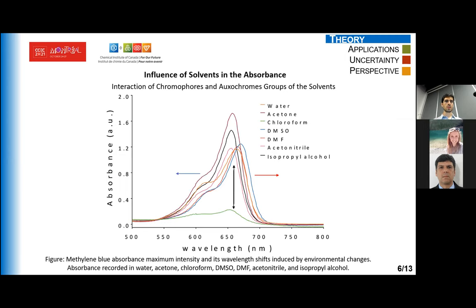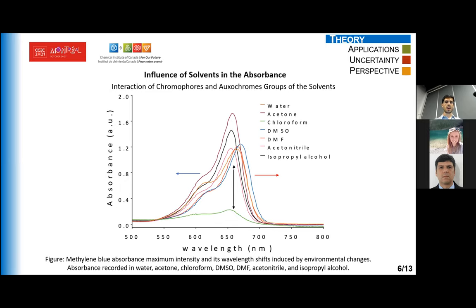So also what's important to see is the influence of the solvents on the absorbance. There is the interaction of the chromophores and the auxochrome groups of the solvents together with the molecule that you want to characterize. And we can see that there are shifts in the wavelength and an increase or decrease in the absorbance based on what molecule you are analyzing, here when we are seeing the methylene blue absorbance.